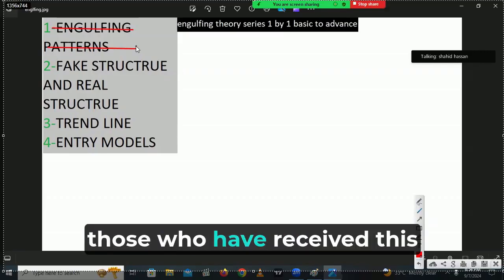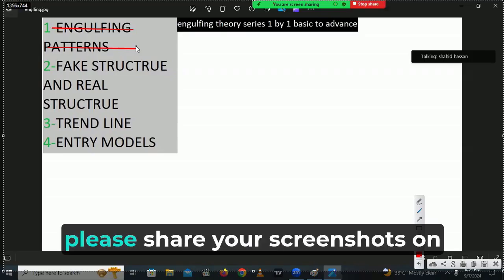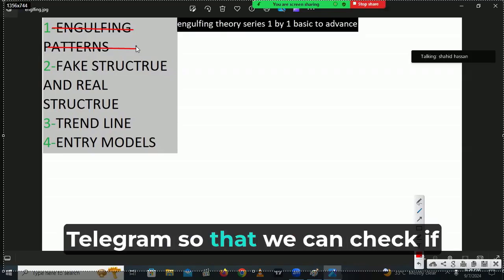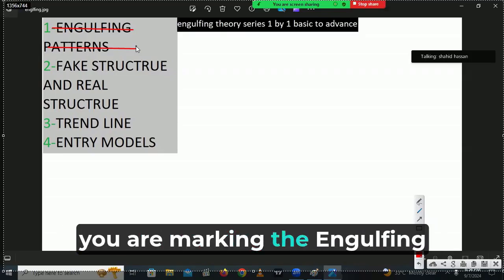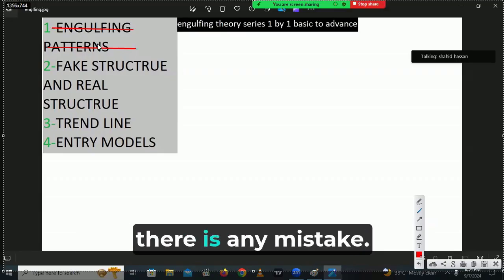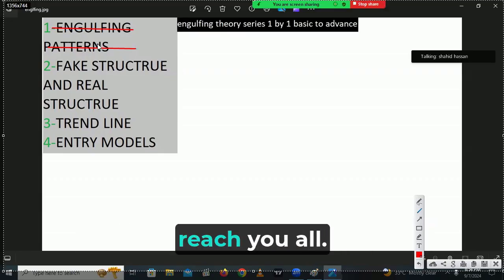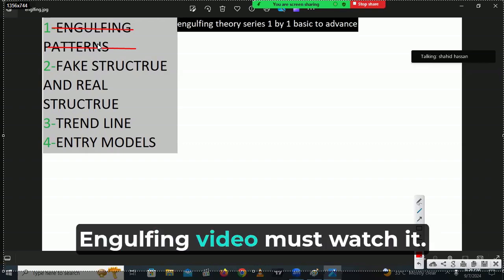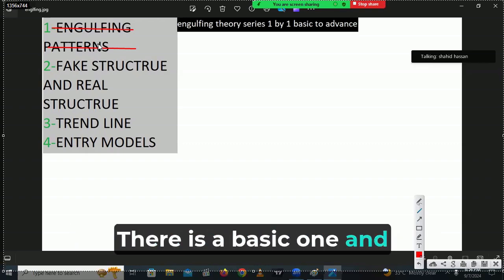Those who have received this video, like the paid ones, please share your screenshots on Telegram so that we can check if you are marking the engulfing pattern correctly or if there is any mistake. And this video will also reach you all. Those who haven't watched the engulfing video must watch it. There is a basic one and an advanced one.